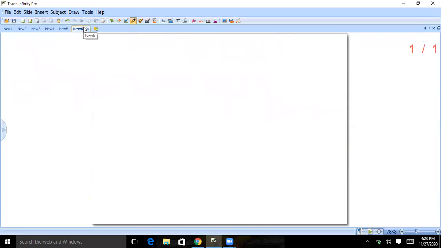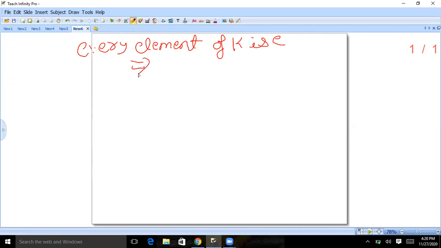I'll be showing next. Every element of K is E. Okay. Element of K is E. That implies K is equal to E. Therefore, conversely we shall start.